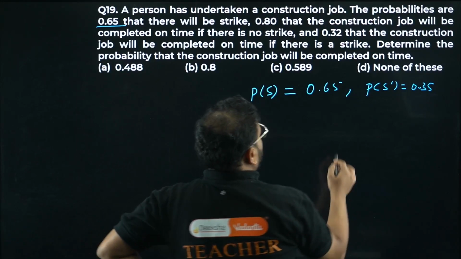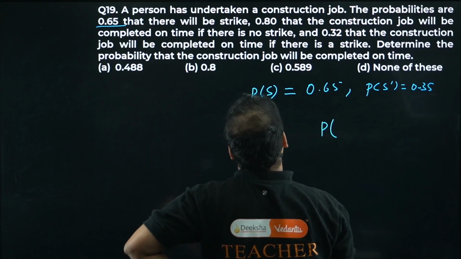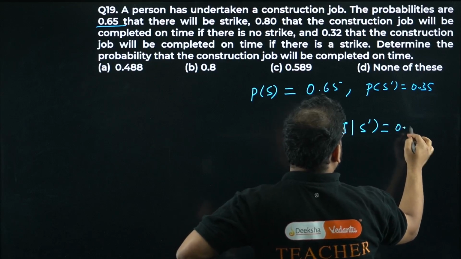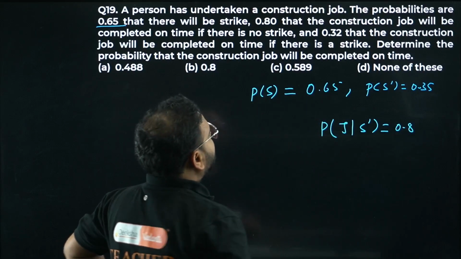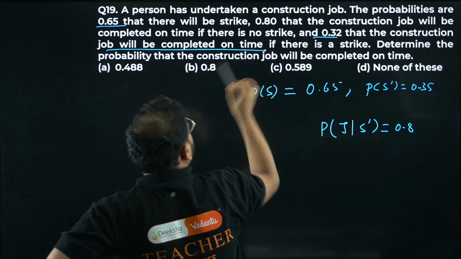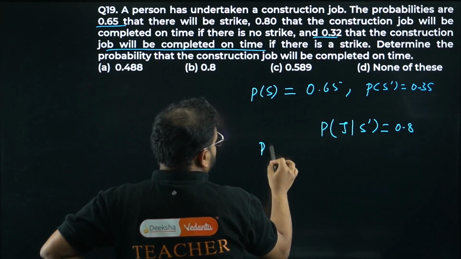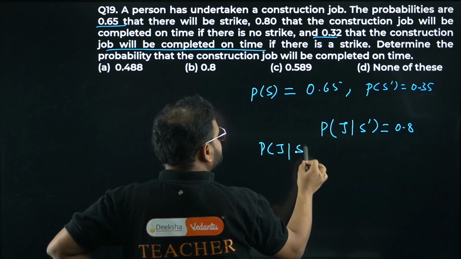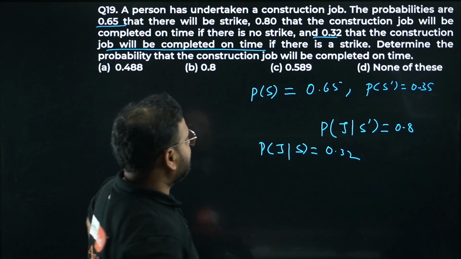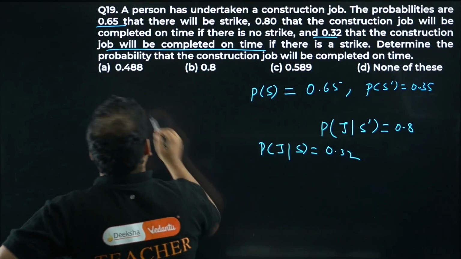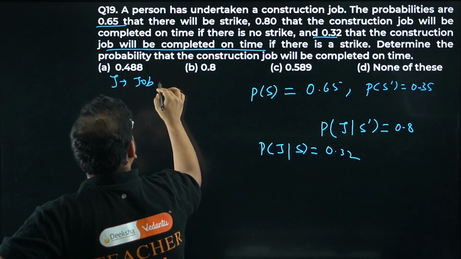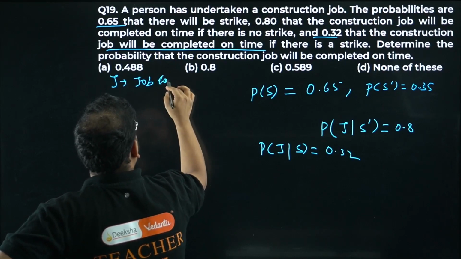Basically they have given that the job is completed when there is no strike as 0.8. And the job is completed even though there is a strike is 0.32, right? Job completed when there is a strike: we have 0.32, a 32% chance over there. So I'll write it again. J represents the event that the job will be completed on time.